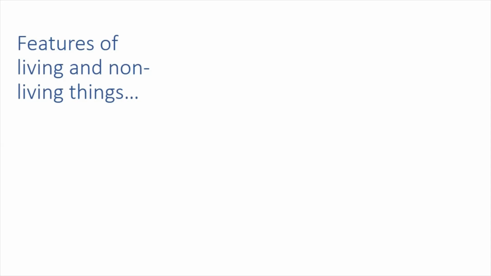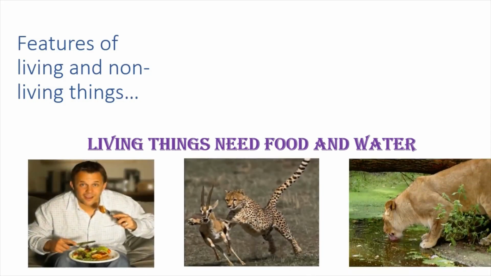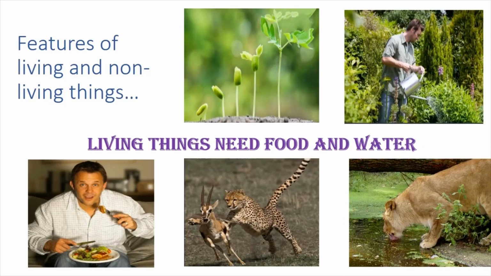The next feature of living things is that living things need food and water. Animals move in search of food and water. They eat other animals or plants as their food. But plants have a very special feature. They are able to produce their own food in their leaves, whereas non-living things do not need food and water.